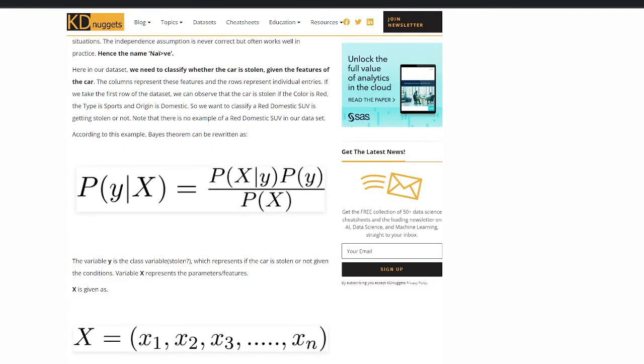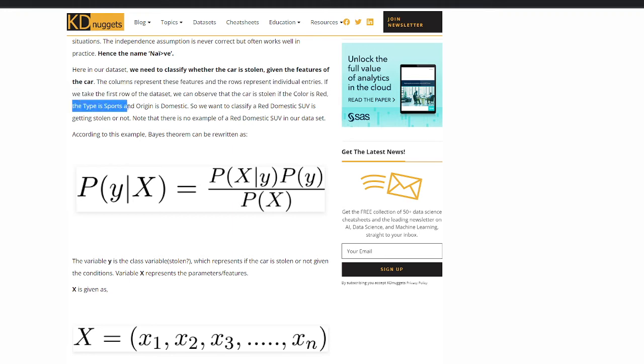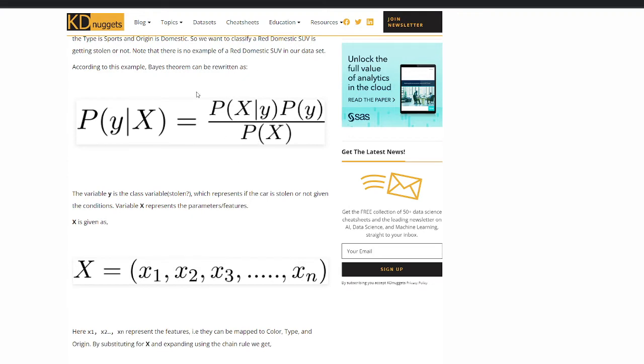So that's the definition. We need to classify whether the car is stolen given the features of the car. The columns represent those features and the rows represent individual entries. If we take the first row of the data set, we can observe that the car is stolen if the color is red, the type is sport, and the origin is domestic. So we want to classify whether a red domestic SUV is getting stolen or not. Here is the example.